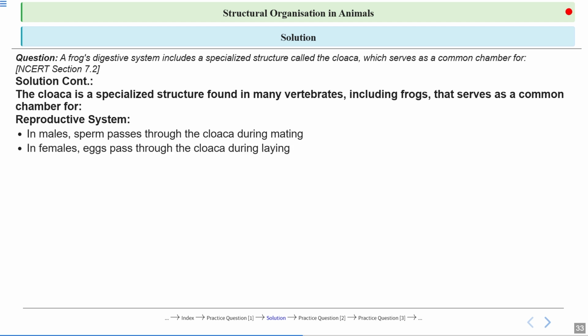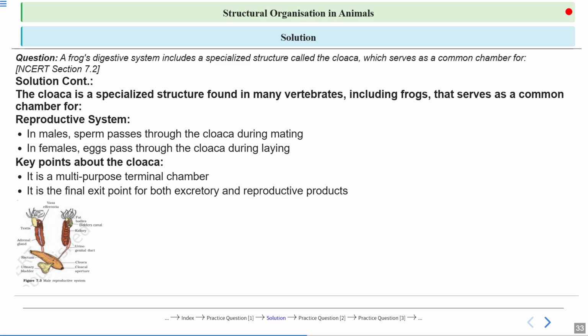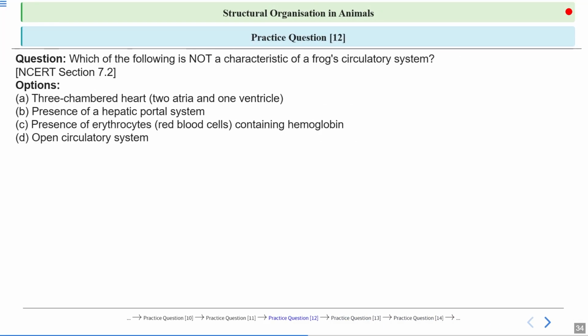In females, the egg passes through the cloaca during laying, right? The eggs pass through the cloaca during the laying process, but not through the ureter. They have a very different oviduct tube. A separate oviduct tube comes and joins the cloaca region. Key point about the cloaca: it is a multi-purpose terminal chamber. It is a final exit point for both excretory and reproductive products, right? Okay.